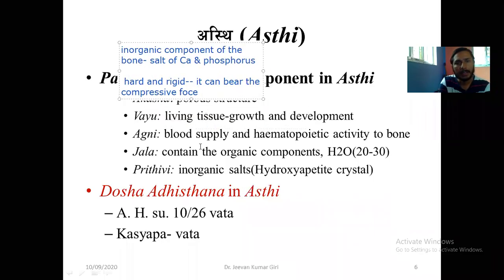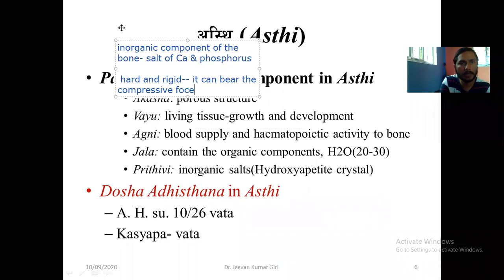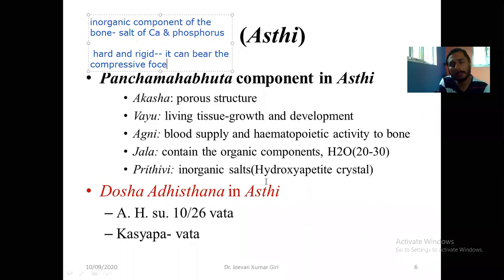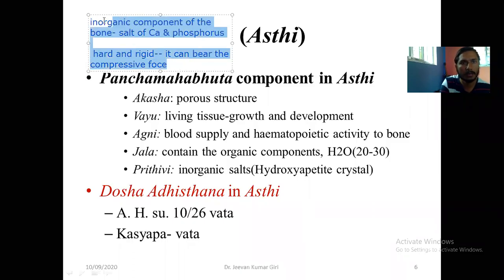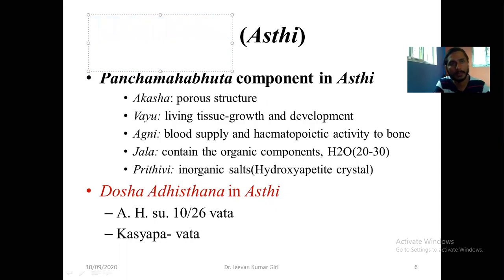Now, dosa adhisthana in Asthi. We have the three dosa, Vata, Pitta, Kapha, isn't it? Out of these, the dosa present in Asthi is the Vata dosha. Acharya Kashyap also told Vata, and Ashtangahridaya also Vata. So Vata is the predominant dosha present in the Asthi. Just write that: dominant dosha present in the Asthi.